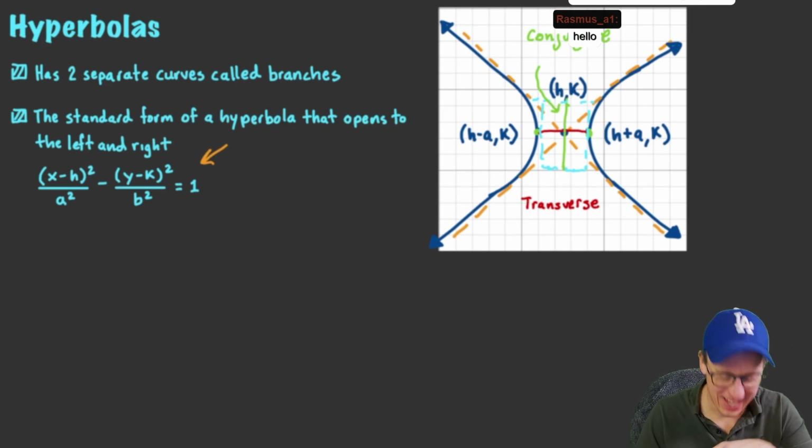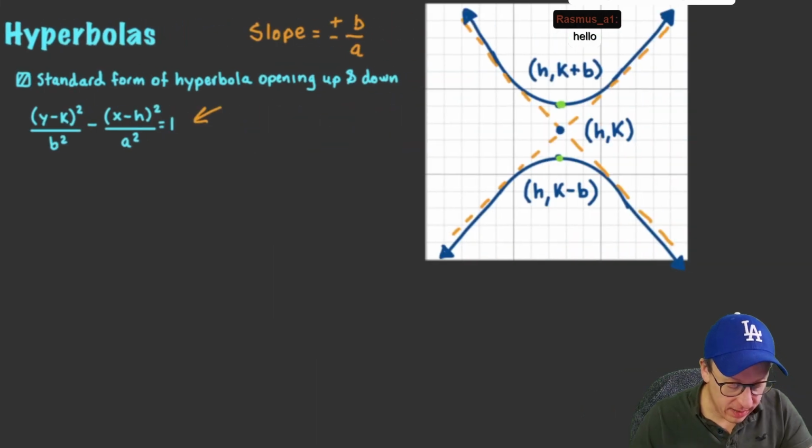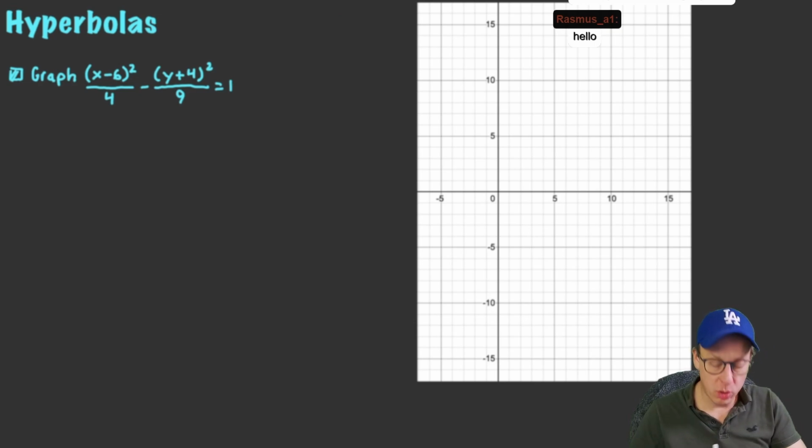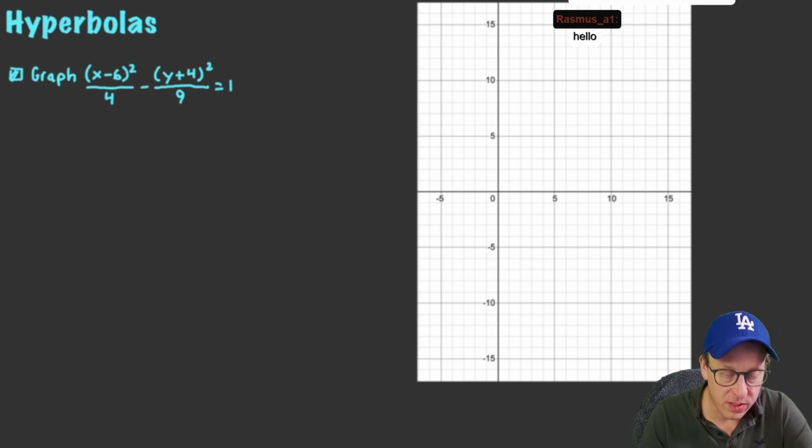Okay. So what we want to do now is get a problem to solve. I want to graph this formula right here onto our coordinate plane.